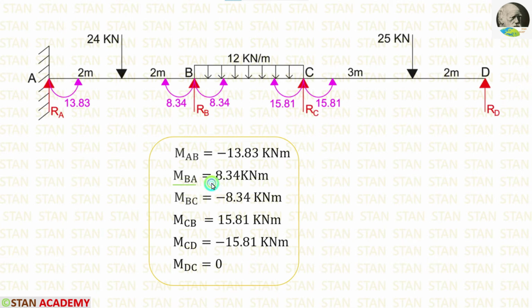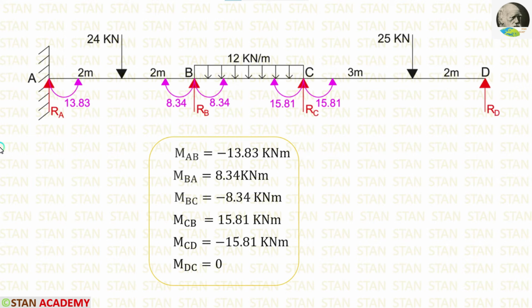For MBA, we are getting a positive value. That means it is acting in the clockwise direction. For MBC, we are getting a negative value. That means it is acting in the anticlockwise direction. For MCB, we are getting a positive value. That means it is acting in the clockwise direction. For MCD, we are getting a negative value. That means it is acting in the anticlockwise direction.